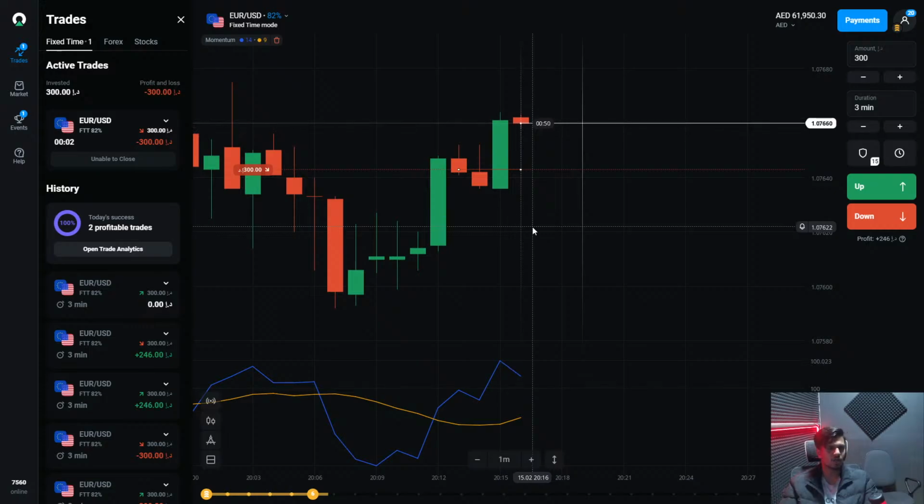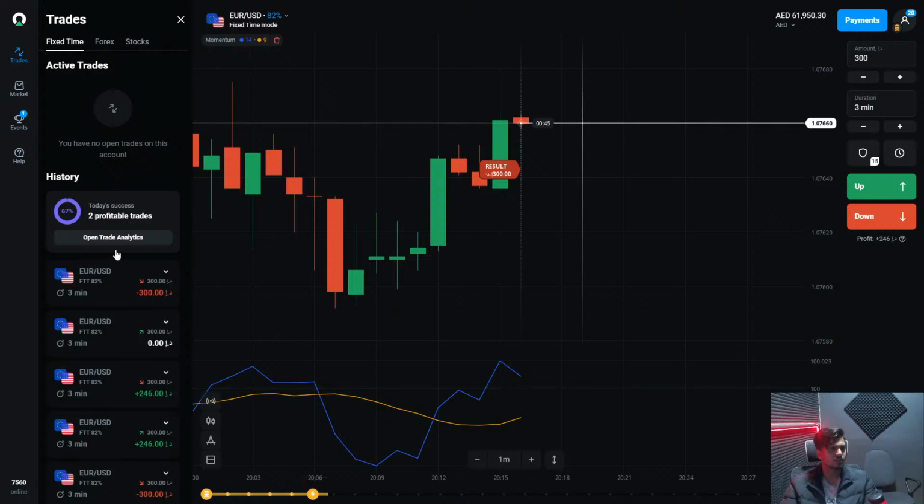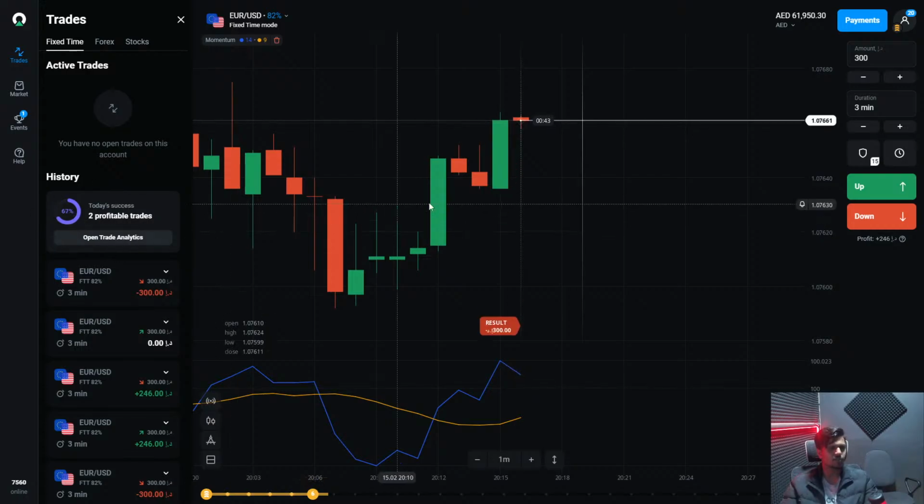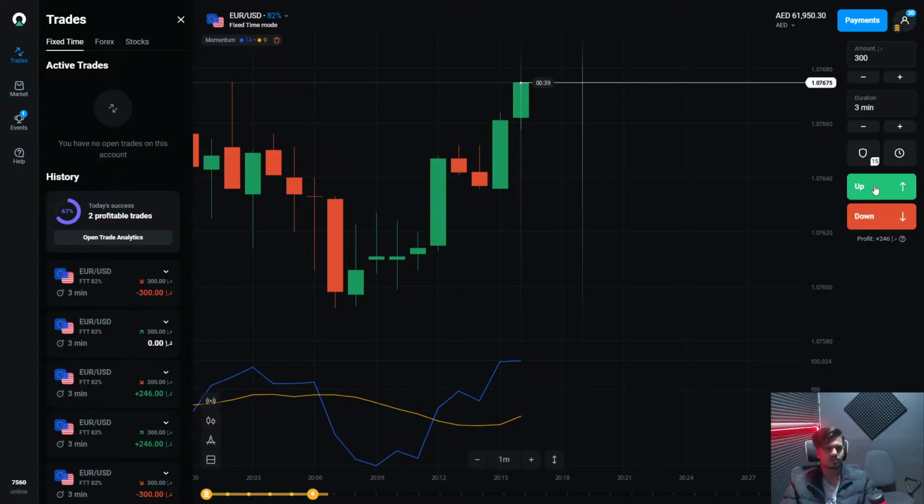So guys, this one is a loss. It's okay. We are still in profit at 67%. It's moving too much upward.